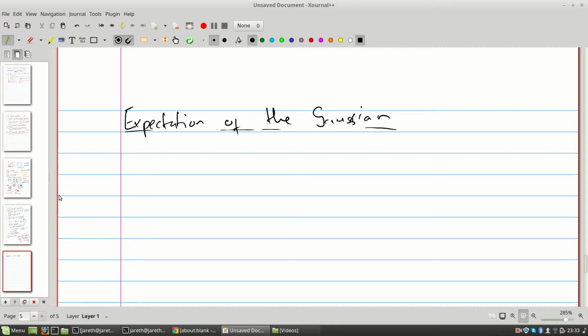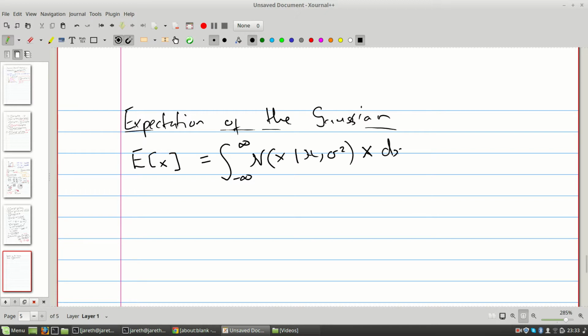What do we see here? When we compute the expectation of x, this is equal to the sum from minus infinity to infinity of the probability distribution itself. If you remember the definition of the expectation from the previous video, it's the probability distribution itself times the variable itself, dx. And we're going to say this is mu.